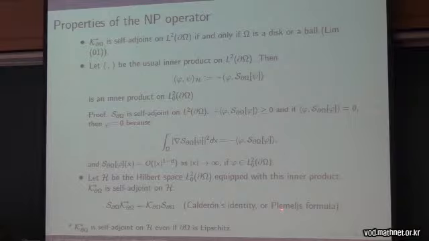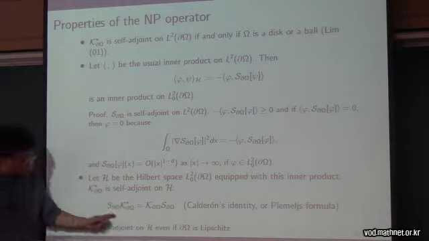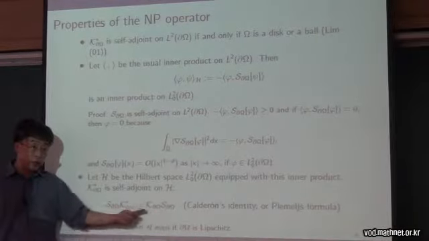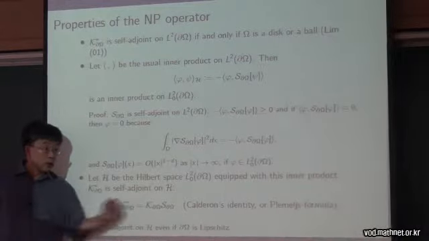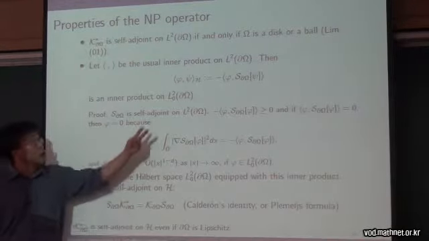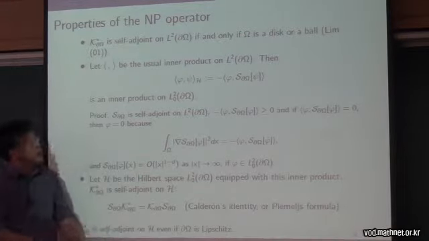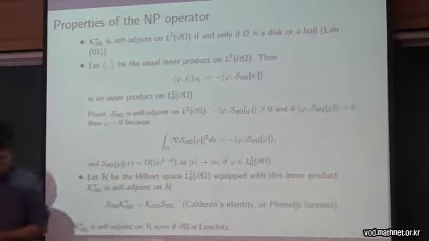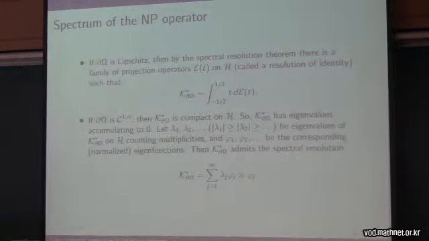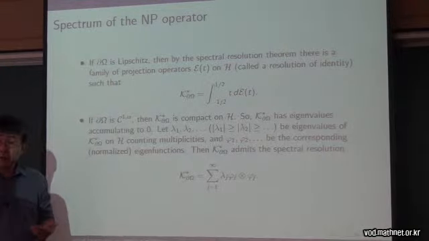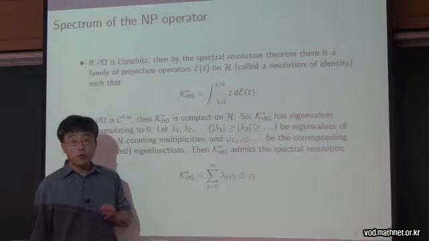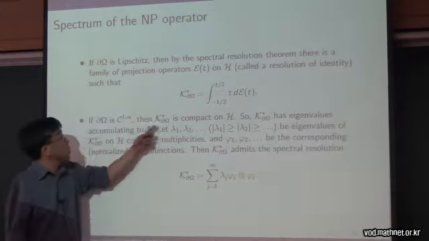This is sometimes called the Plemelj formula, and some people call it Calderon's identity. The single layer potential composed with the Neumann-Poincaré operator equals the adjoint of the Neumann-Poincaré operator composed with the single layer potential, which means that if you take an adjoint, they are the same. So this operator is self-adjoint with respect to this inner product. Because it is self-adjoint, this operator admits a spectral resolution.